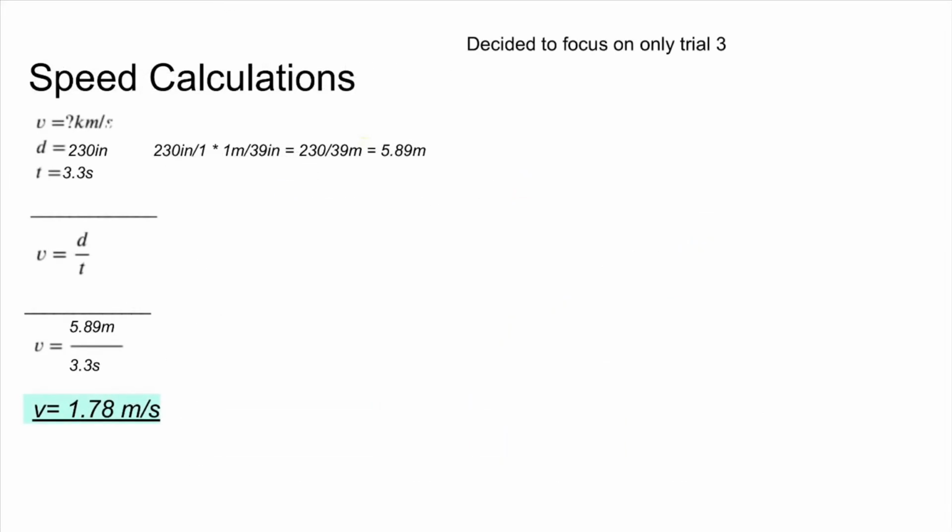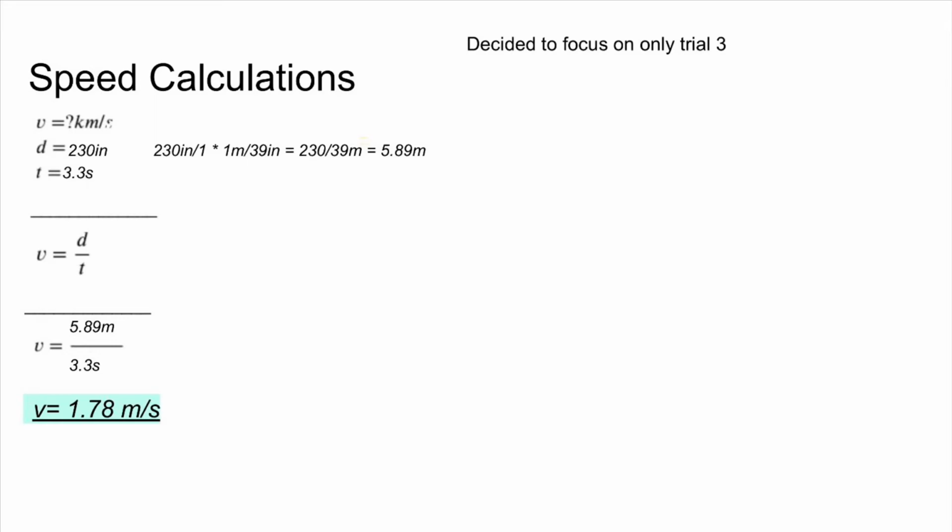Now I have my speed calculations. First, I had to convert inches into meters. So I did 230 inches over 1 times 1 meter over 39 inches, which equaled 230 over 39 meters, which equaled 5.89 meters.